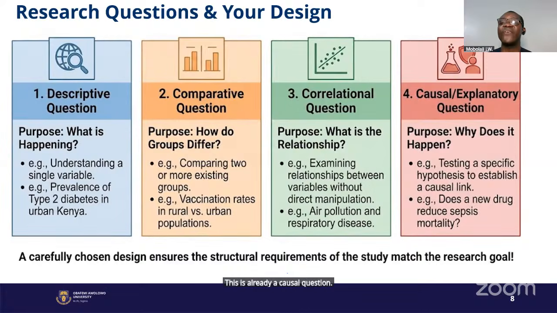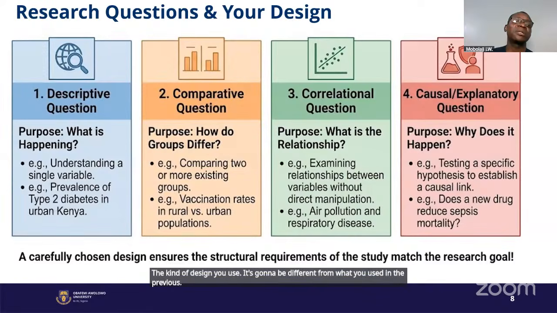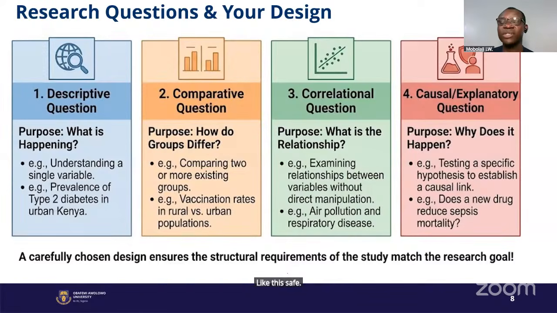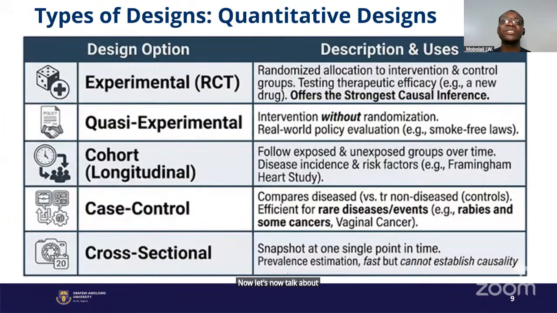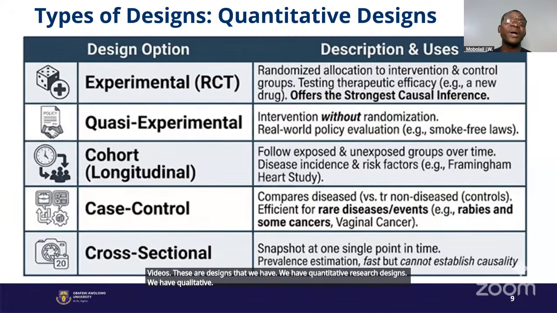And you want to know the effect of an intervention on an outcome. So this is also causal. So for this, the kind of design you use is going to be different from what you used in the previous research questions, like descriptive, comparative, or correlational research questions. Now, let's now talk about various research designs that we have. We have quantitative research designs, we have qualitative, and we have mixed method.